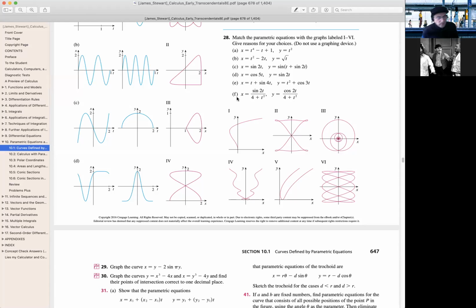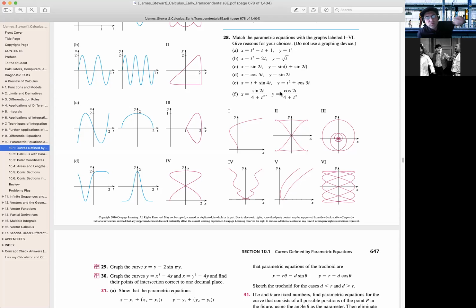I would like to draw your attention now to equation F. That's x equals sine 2t over 4 plus t squared, and y equals cosine t over 4 plus t squared. If that 4 plus t squared was not in the denominator, you would have x equals sine 2t, y equals cosine 2t, which would be a circle as you move around. Well, this is not a circle, because the denominator is changing and it's getting bigger as t gets bigger. So what you're doing is you're shrinking what would be a circle. The radius of it would be getting smaller and smaller.